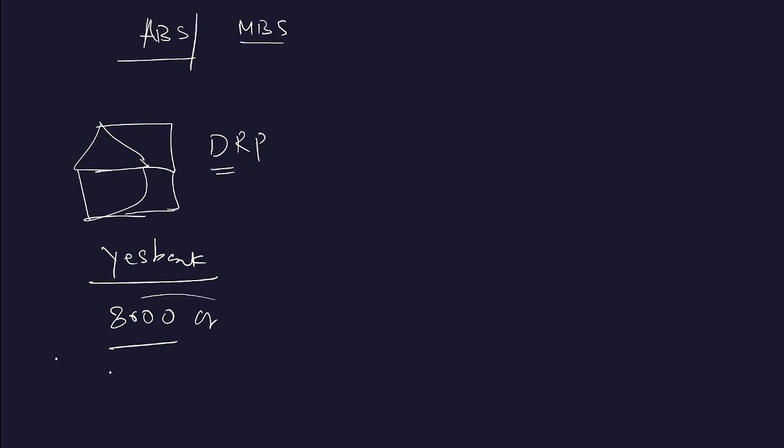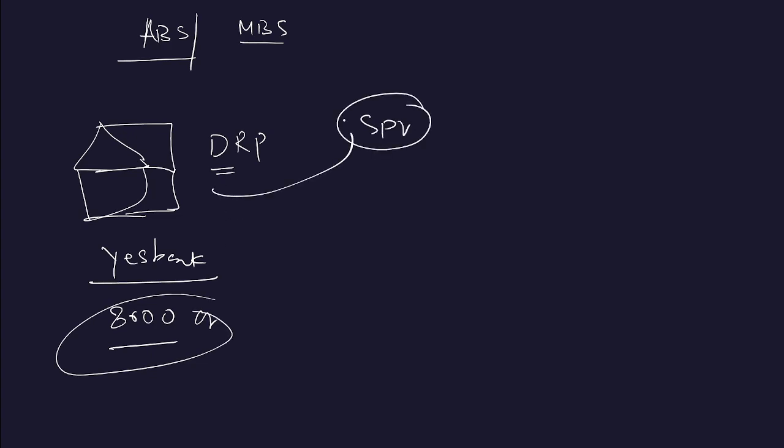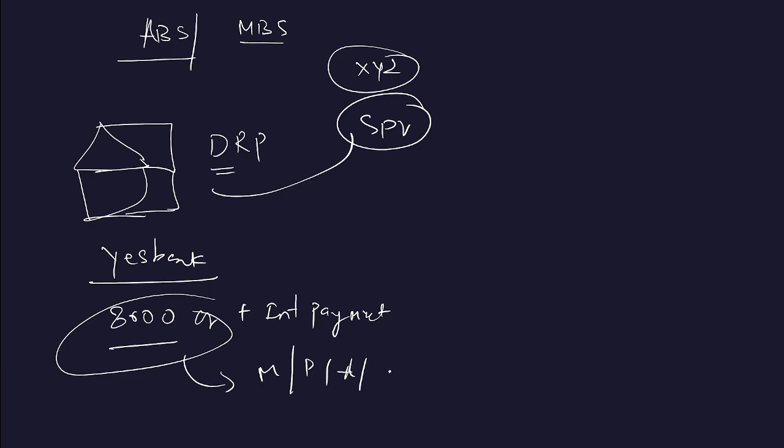And the bank decided to sell this 8,000 crore rupees worth of loans to a special purpose vehicle entity, let's say XYZ entity. XYZ entity purchased the 8,000 crore rupees worth of loans plus the interest payments of those loans as well. These loans were mortgage loans, personal loans, auto loans, credit card loans, business loans and all. Why do we call it an asset? For a bank, a loan would be an asset, correct? When the bank offers a loan to someone else, for that borrower the loan is a liability, but for the bank it is an asset.